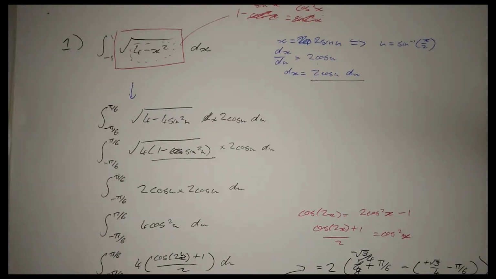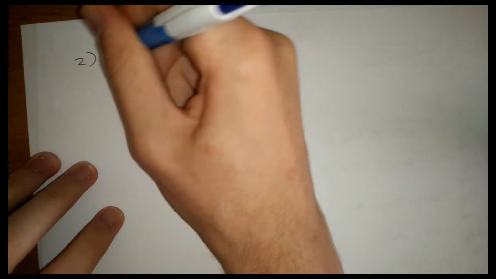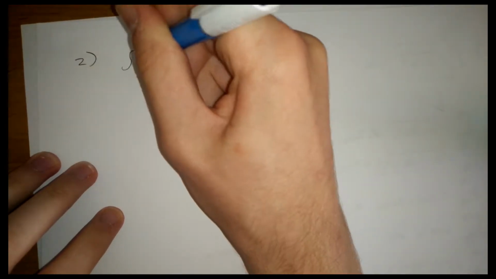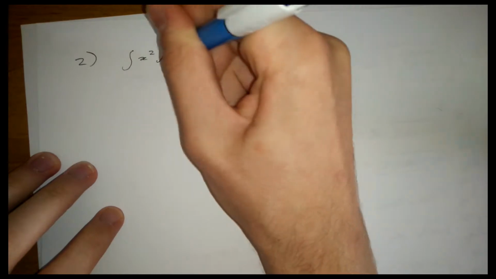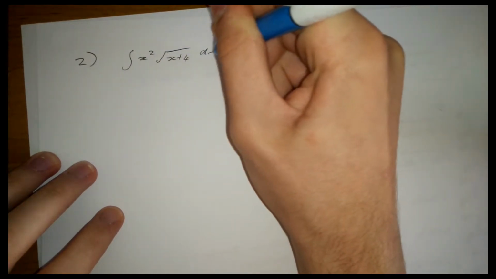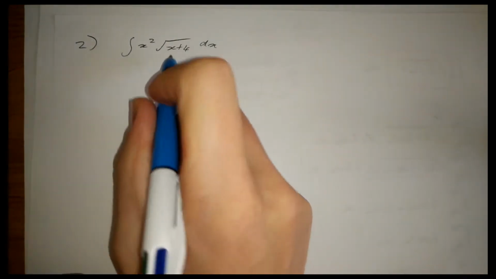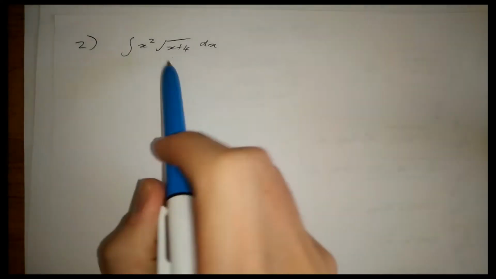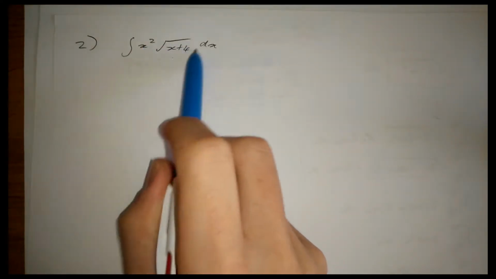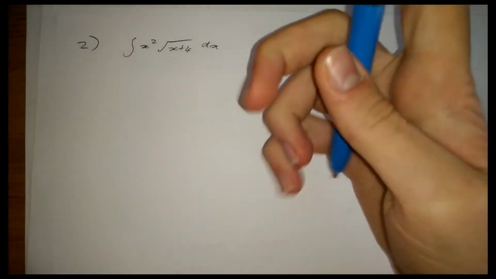So now on to the next one. Move on to number 2. So here we have the integral of x squared root x plus 4 dx. Now here, there's no real way that we can get rid of this square root by using a trigonometric substitution, because there's no x squared term in there.